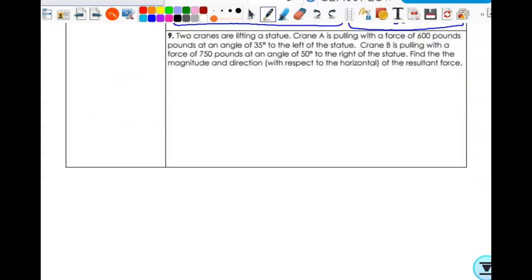So this says 2 cranes are lifting a statue. Crane A is pulling with a force of 600 pounds at an angle of 35 degrees to the left of the statue. Crane B is pulling with a force of 750 pounds at an angle of 50 degrees to the right of the statue. So here's what this means. So we have this, like that's the ground, I guess, and this is some statue, whatever it is. So if I was pulling the statue straight up, like if I could hover above it and grab it with the helicopter and just pull it straight up, it would look like this.